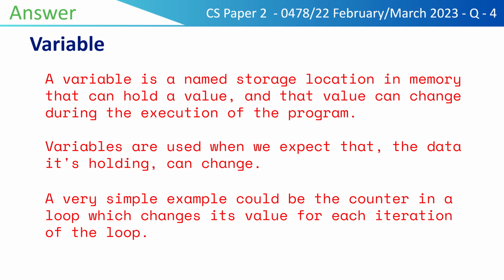Let's have some idea about variables and constants. A variable is a named storage location in memory that can hold a value, and that value can change during the execution of the program. Variables are used when we expect that the data it's holding can change. A very simple example could be the counter in a loop, which changes its value for each iteration of the loop.